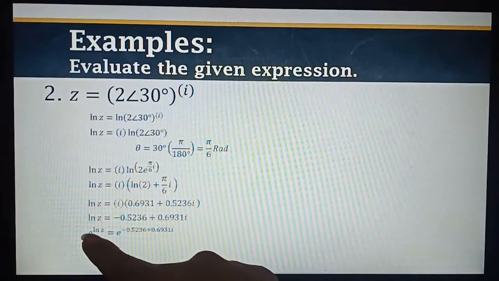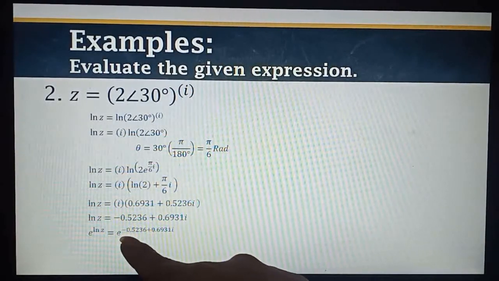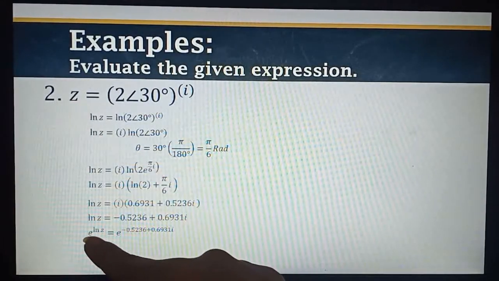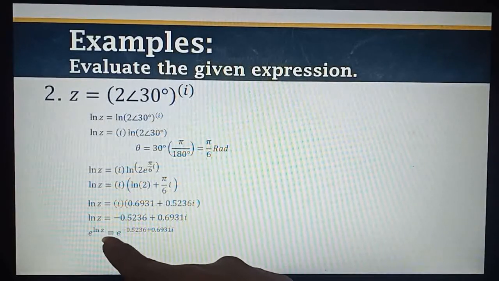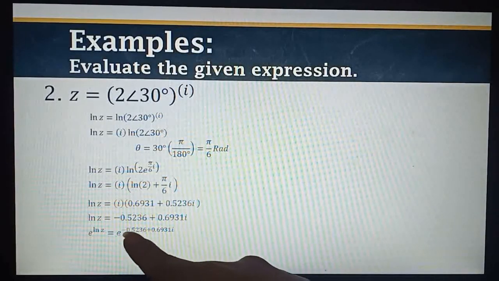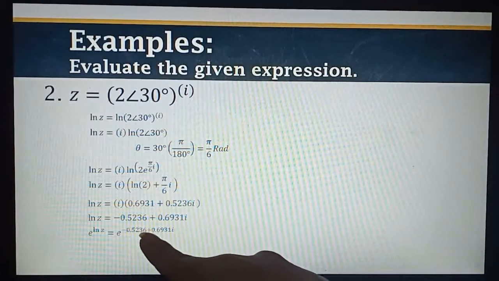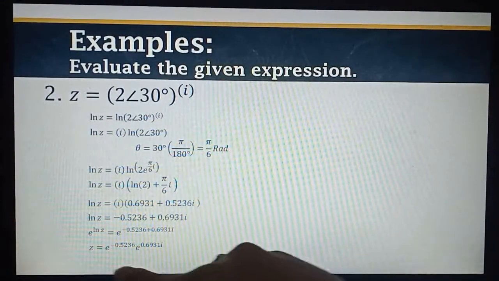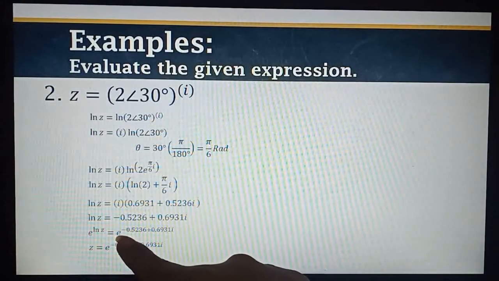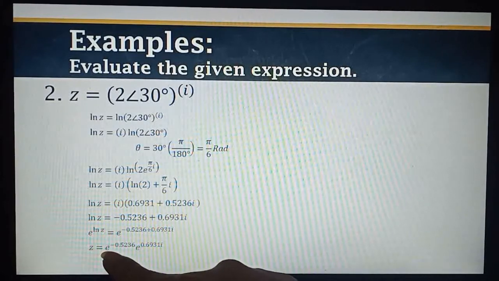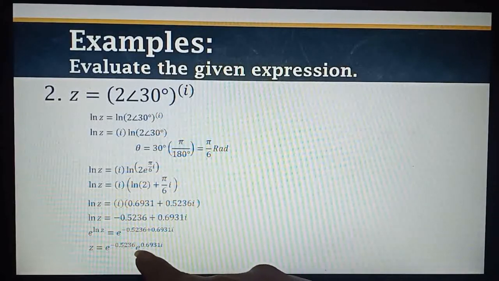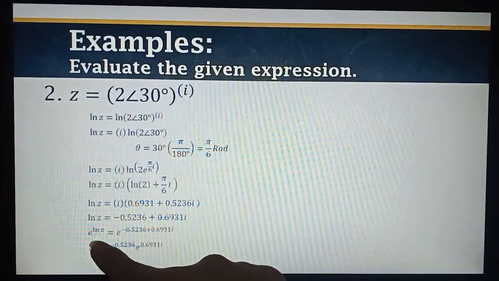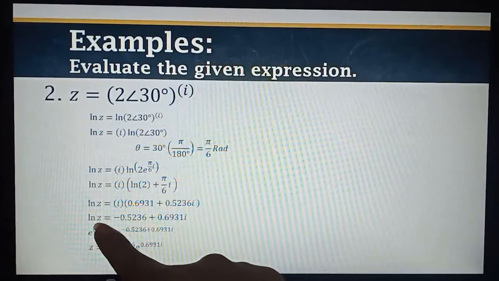So kukunin natin yung E of the both side para mawala yung ln since ang kailangan natin ay only z value. So e raised to ln of z equals now sa e raised to negative 0.5236 plus 0.6931i. Pag ihiwalayin natin ngayon yung e nung kabilang side, it will become e raised to negative 0.5236 multiplied to e raised to 0.6931i, and that is now equivalent to z kasi makakancel na ngayon si e raised to ln.